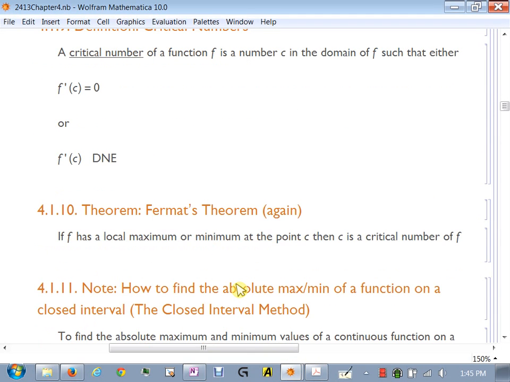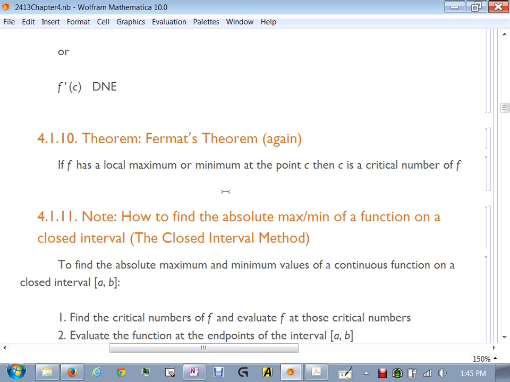Now, Fermat's theorem again. So this is that same theorem, just kind of restated. If f has a local maximum or minimum at a point c, then c is a critical number of f. It's the same theorem, just restated in a different manner, now using this new definition of critical numbers. So here's what Fermat's theorem says. It says that if you're looking at a local max, I promise you the derivative is either 0 there or it doesn't exist. That's what it's saying.